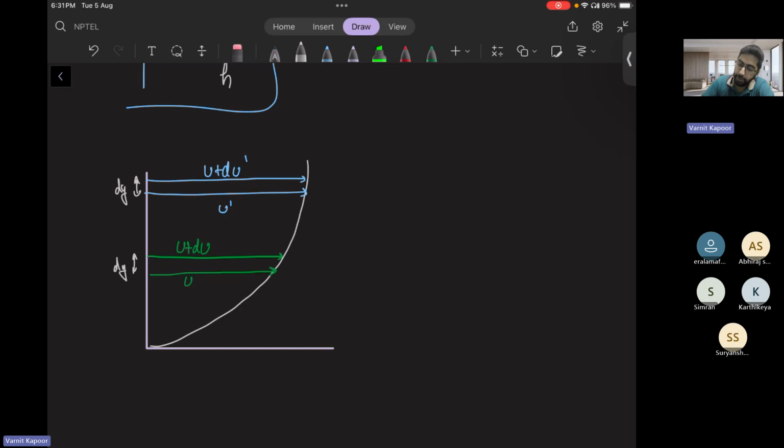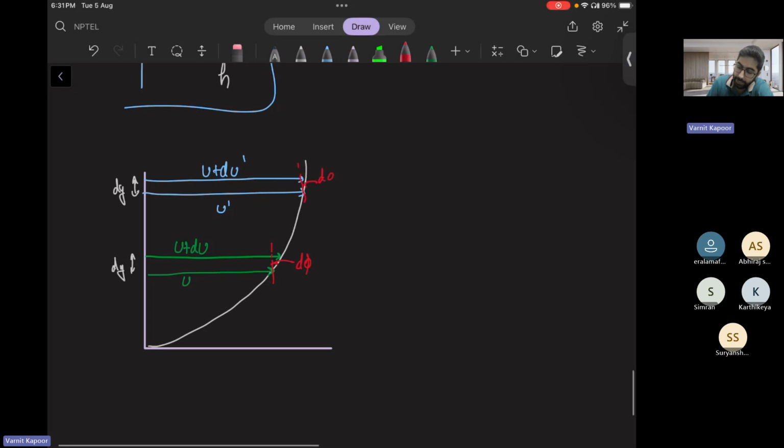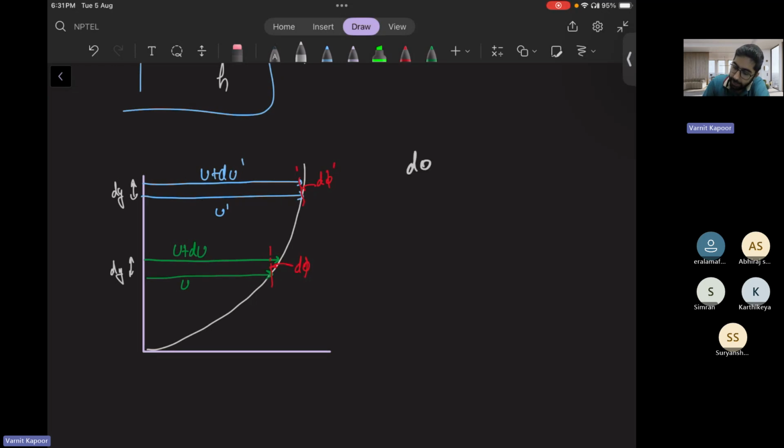So what can you observe if I draw a vertical from a graphical formation? Here the angle between them is d phi, and here the angle is d phi dash. Which angle is bigger, d phi or d phi dash? By observing, d phi is bigger, right? You can observe that the d phi angle is bigger than d phi dash. So this is basically the shear strain rate only.